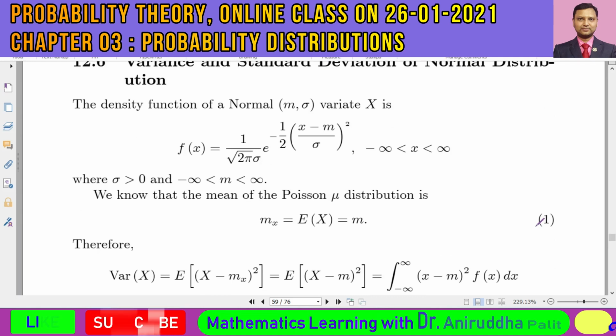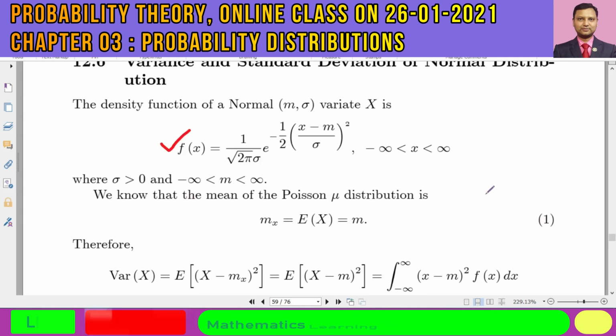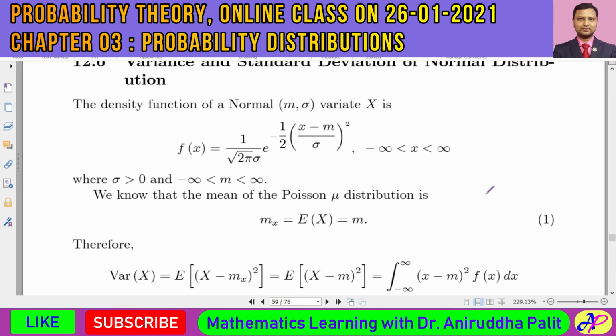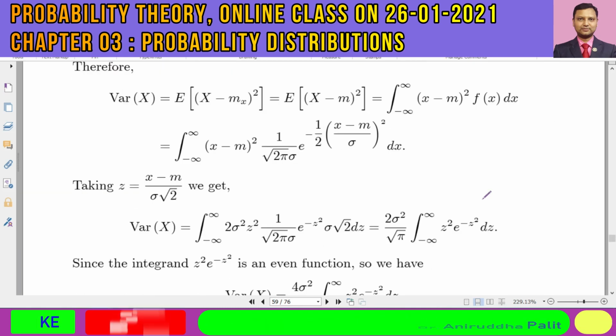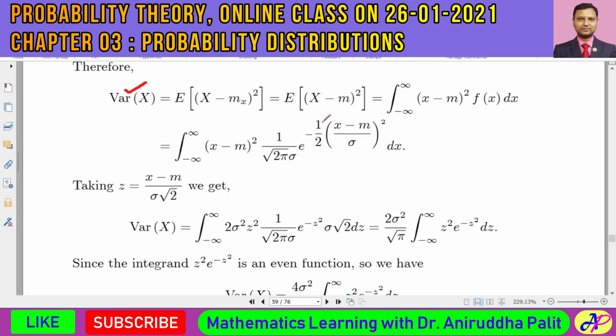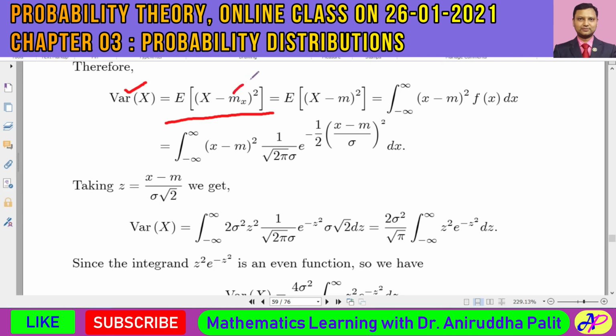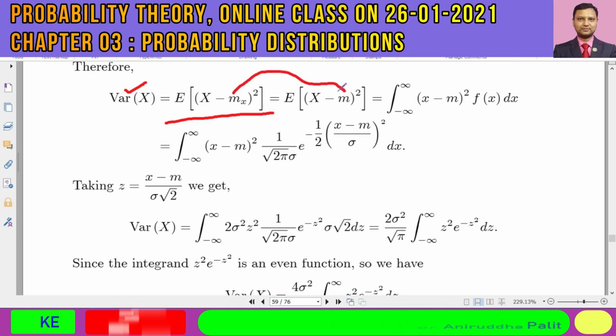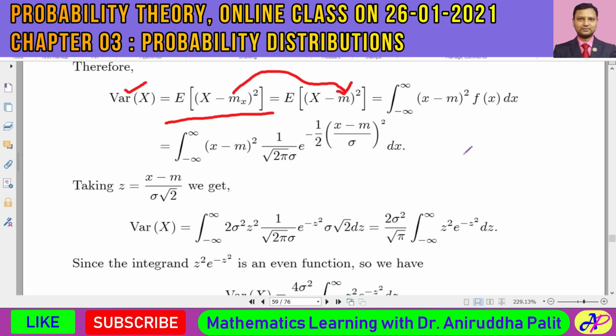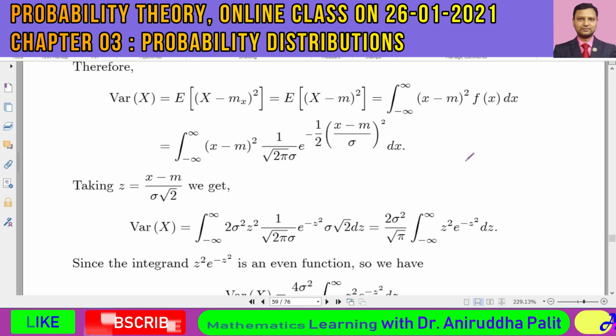And you see, in case of normal distribution, you can go through this portion, this fx. This is the density function of fx, and in this computation of variance of x, we are just directly applying this formula, expectation of x minus mx whole square. And what is mx? mx is nothing but the parameter m. Therefore, we can directly write x minus m whole square into fx dx.